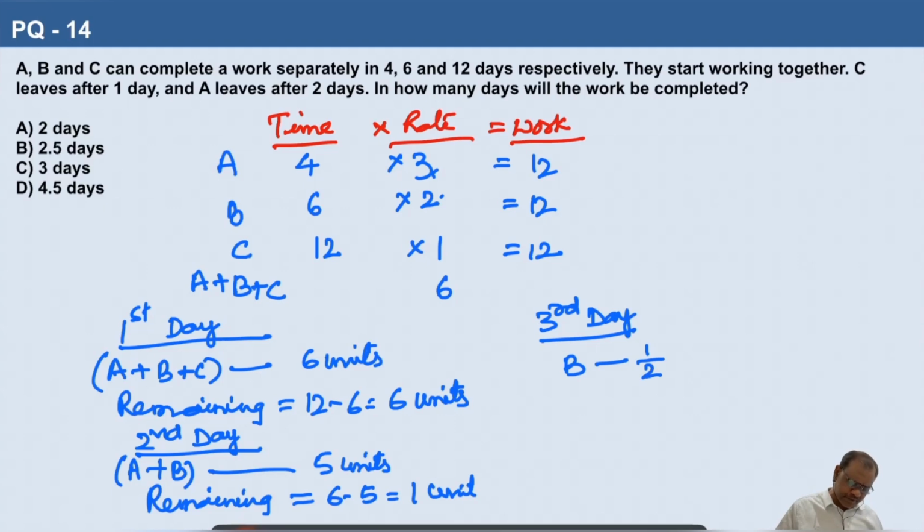So B is doing this 1 unit of work. So he will take half day. B will take half day to complete 1 unit, because he can do in one complete day 2 units. Since there is only 1 unit, he will take only half day. So total we have 1, 2 and half. So 2.5 days. So A, B and C total work is done in 2.5 days.